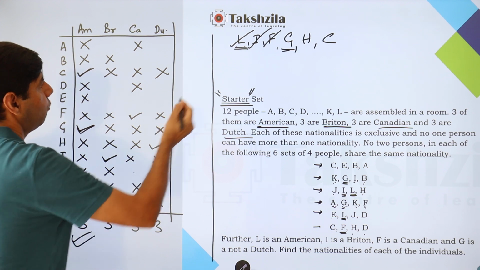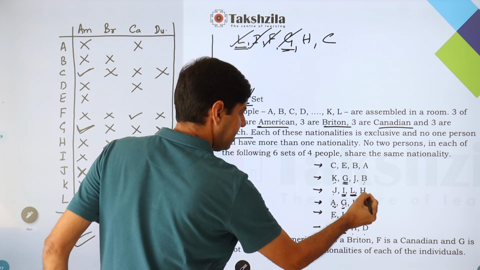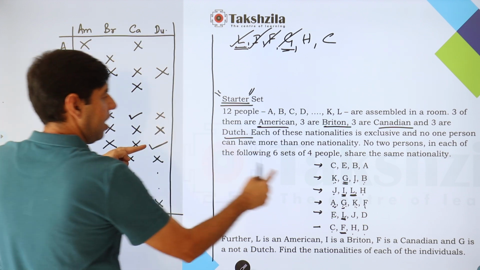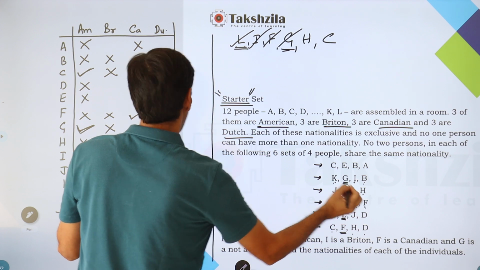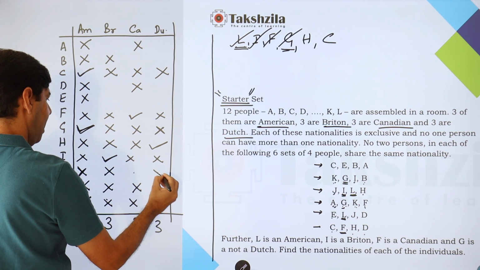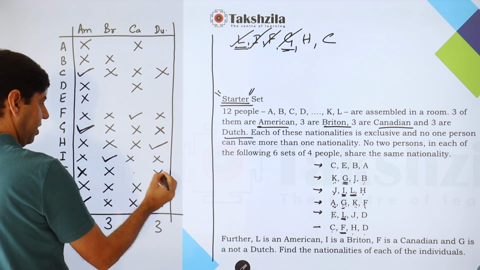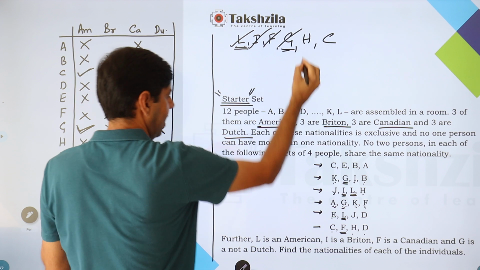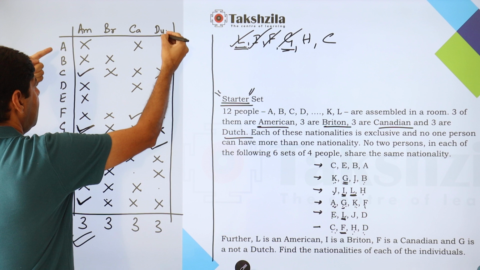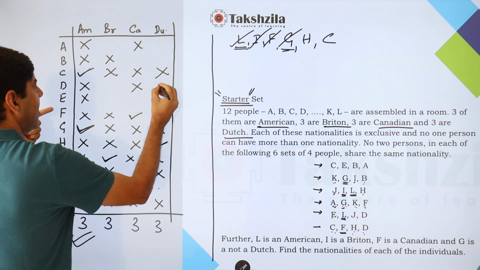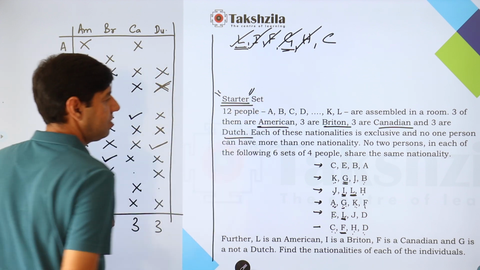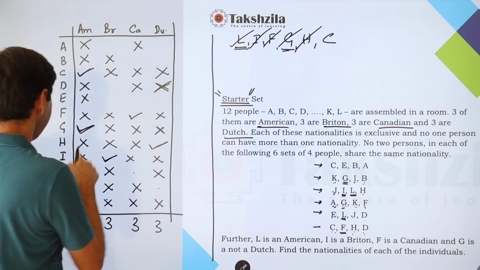Okay, so let's go to H now. H, where's H? J, I, L cannot be from H's country. H is from Dutch. So I, J and L cannot be Dutch. Just one new piece of information there. We are at H. C, F and D cannot be Dutch. One more cross we got.